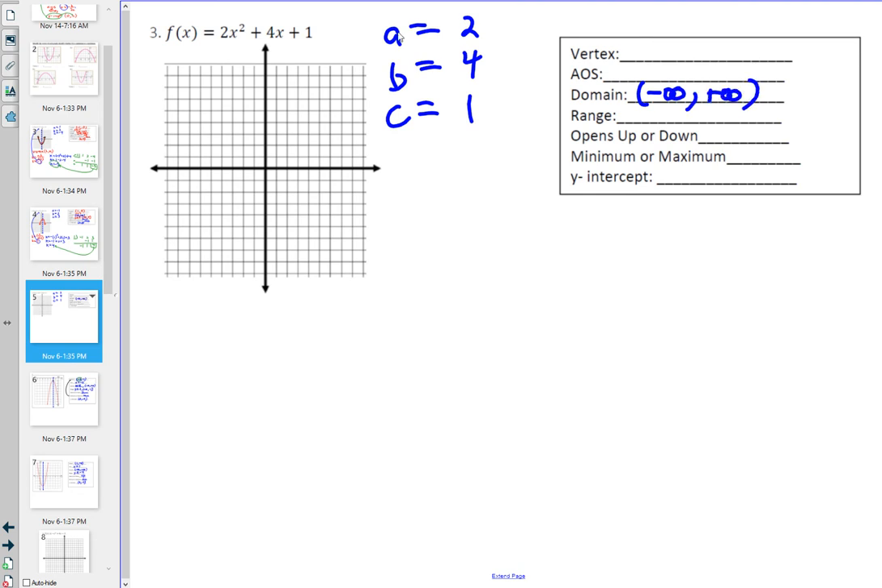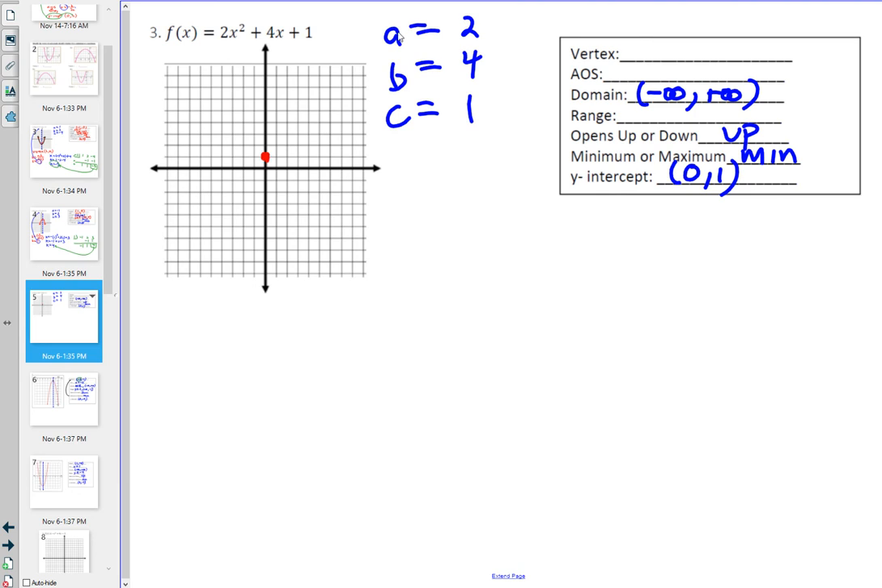Do we know what the range is going to be? No, we need the vertex for the range. Do we know if it's going to open up or down? Where's it going to go, Shiobi? Good. If a parabola opens up, is the vertex at the top or at the bottom? At the bottom, so that's going to have a minimum value. And where's the y-intercept going to be? At 0, 1. Go ahead and put that point there already if you want.